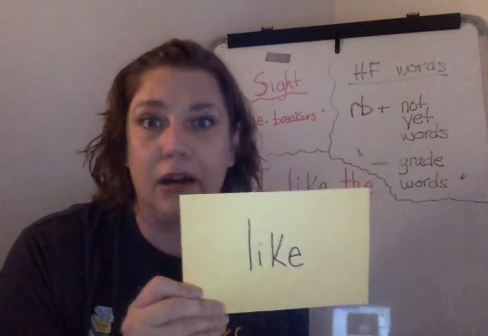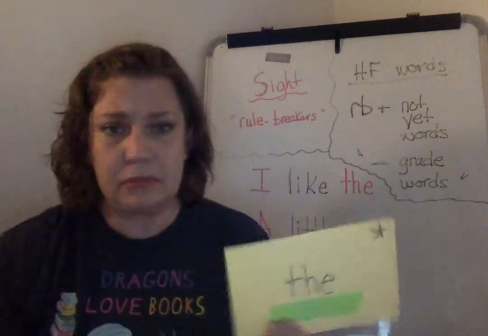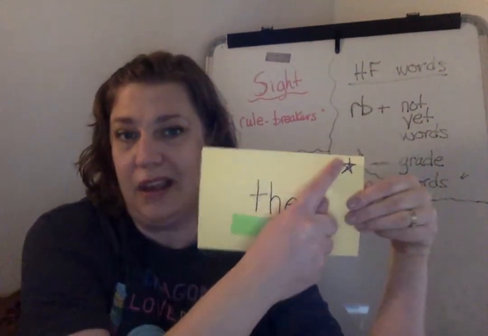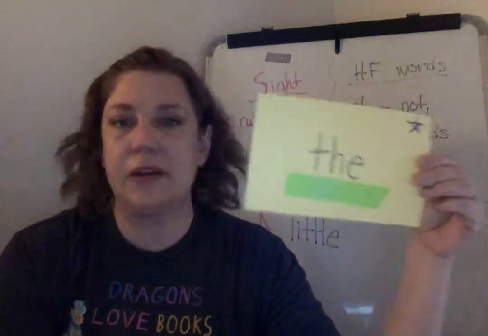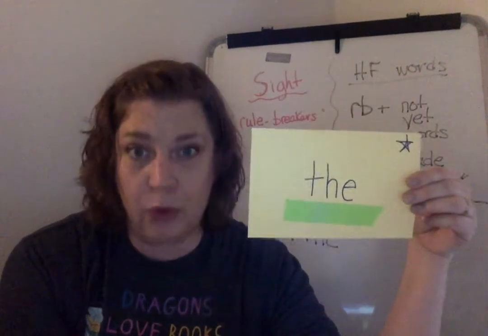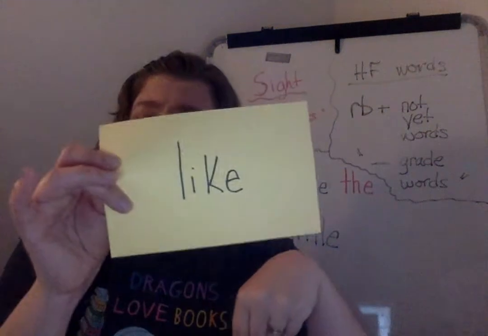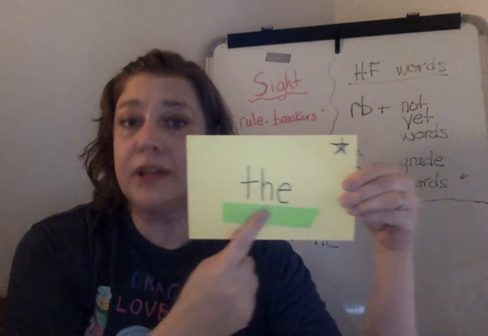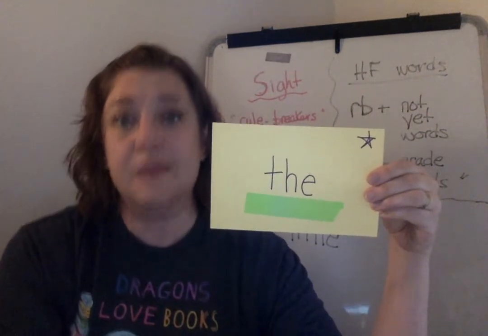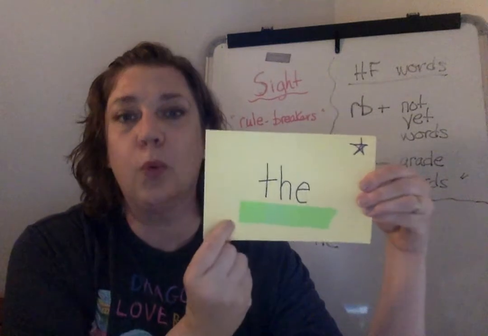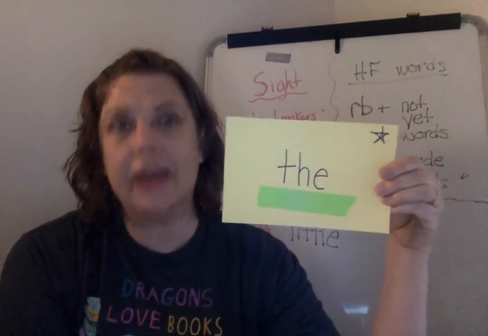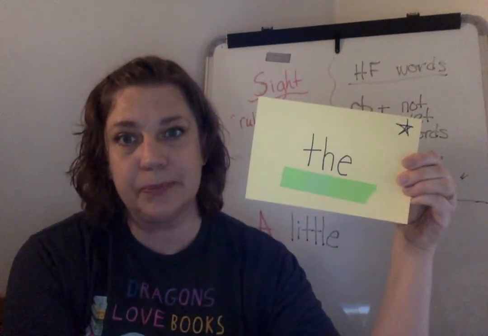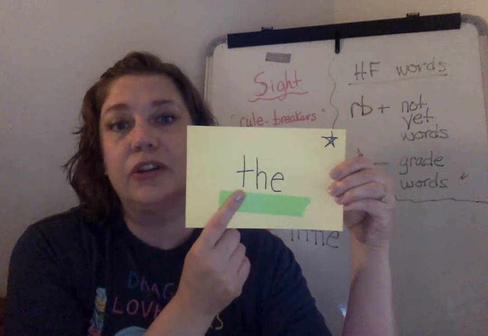That's a first grade word, second grade word. Now, I only have one color of cards at home, so I just made this one fancy with a star, and I underlined it in green to show that it's a rule breaker, okay? So when you're doing these, not a rule breaker, rule breaker, okay. The word is "the." Word. Spell "the." Word. I like the puppy. You give me a sentence. Good job.